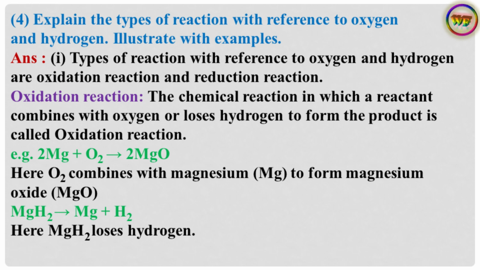called an oxidation reaction. For example, 1. Magnesium reacts with oxygen to form magnesium oxide. Magnesium plus oxygen yields magnesium oxide. Here, oxygen combines with magnesium to form magnesium oxide. 2. Magnesium hydride loses hydrogen to form magnesium and hydrogen gas. Magnesium hydride yields magnesium plus hydrogen. Here, magnesium hydride loses hydrogen.